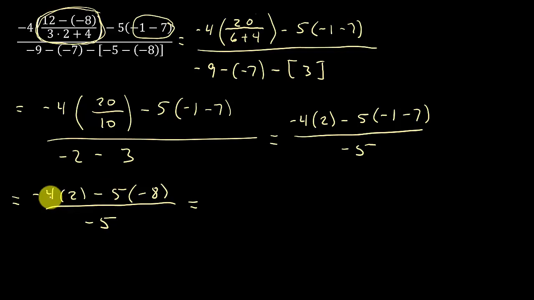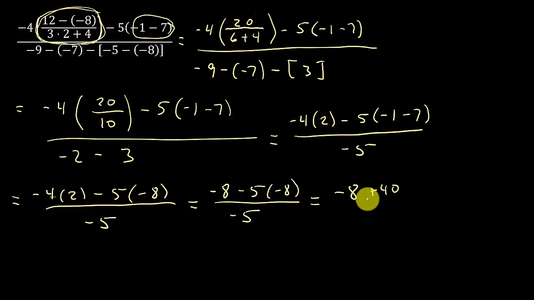So let's do this multiplication. So that's negative 8 minus 5 times negative 8 over negative 5. And then I've got to do this multiplication. So that's going to be negative 8. And then I've got negative 5 times negative 8 is 40 over negative 5. And then I've got negative 8 plus 40 is 32 over negative 5.